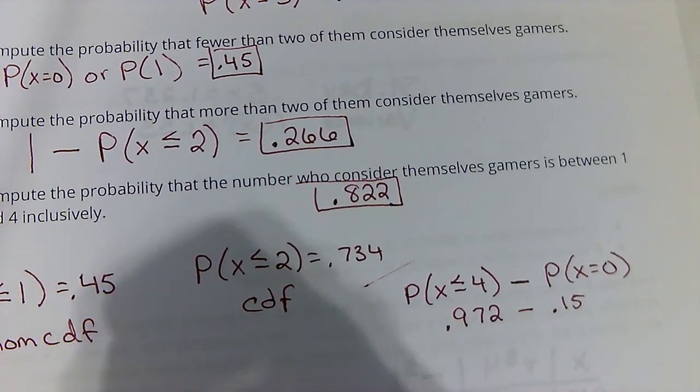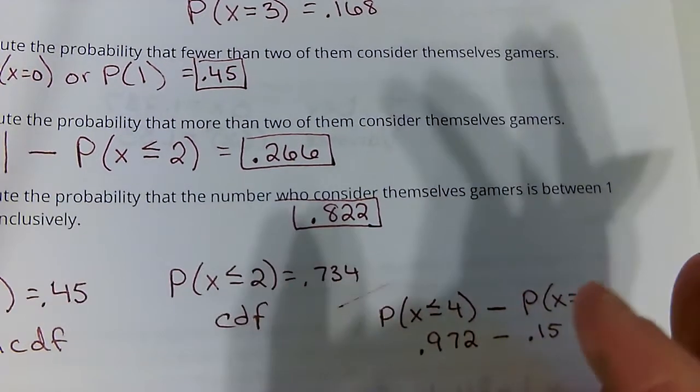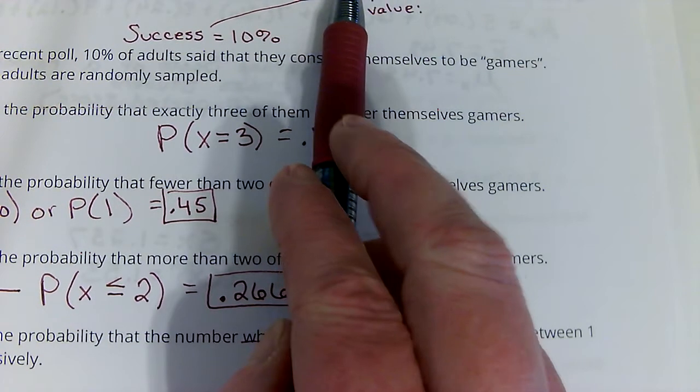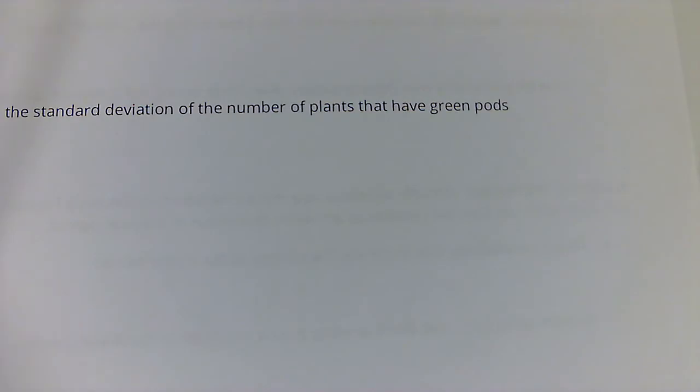You can make a table of all of your distributions and add them up. Finding each individual one is the PDF. Less than or equal to is CDF.